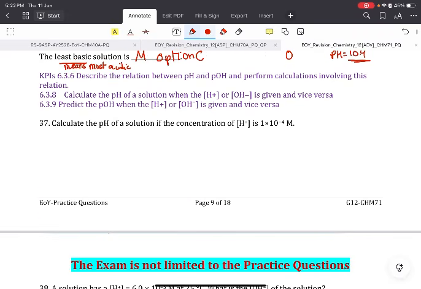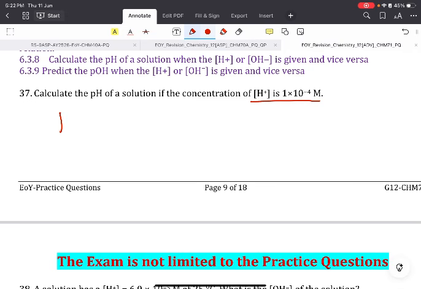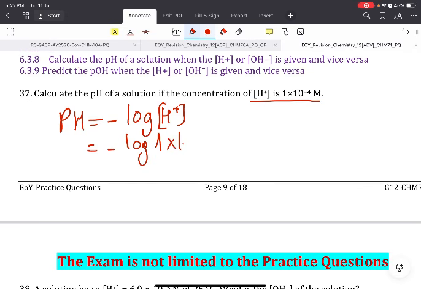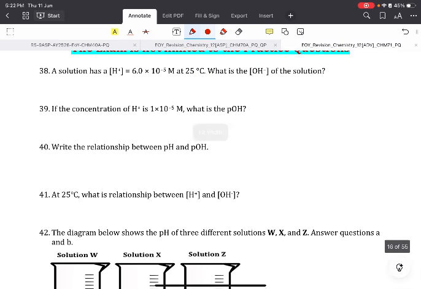Moving on with the question. Calculate the pH of a solution if the concentration of H plus is 1 times 10 to the power negative 4. Here's the formula. pH is equal to minus log H plus. So it is equal to minus log 1 times 10 to the power negative 4. That is equal to 4. No unit for pH and for pOH.